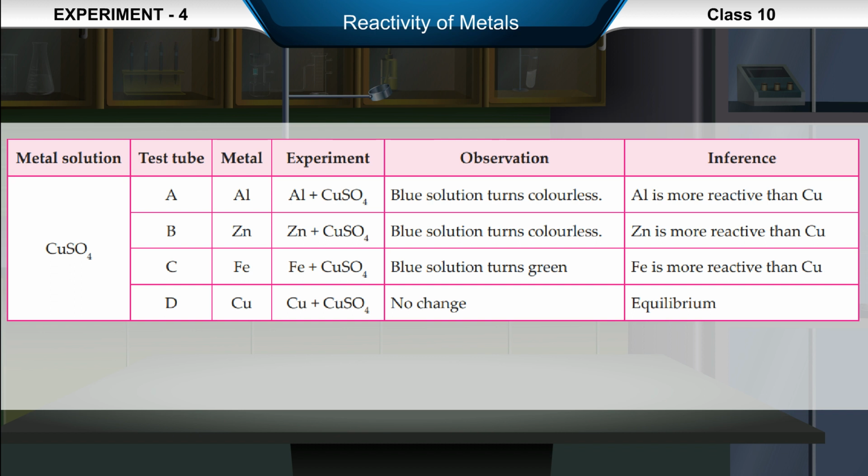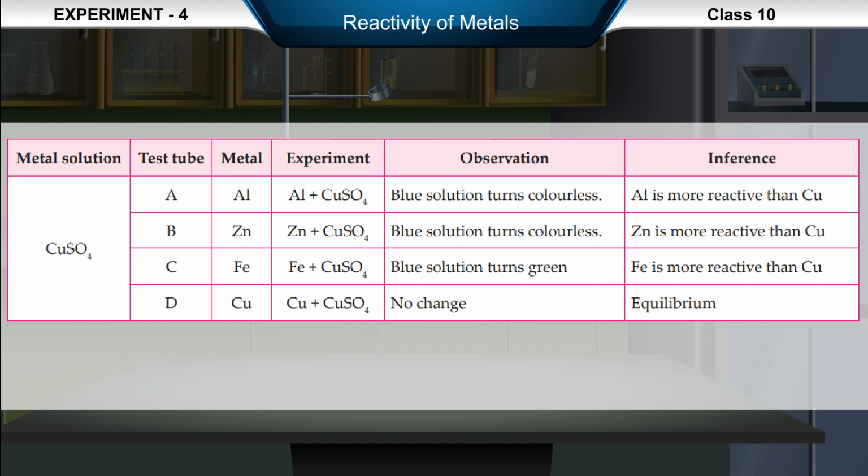Test tube C. Metal: iron. Experiment: Fe plus CuSO4. Observation: blue solution turns green. Inference: iron is more reactive than copper.